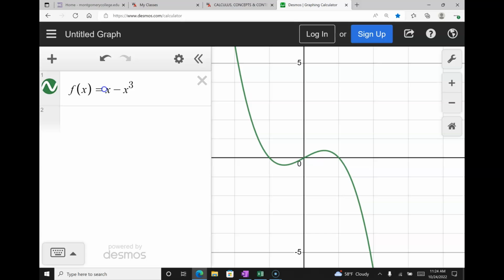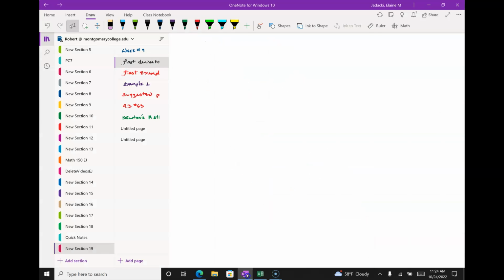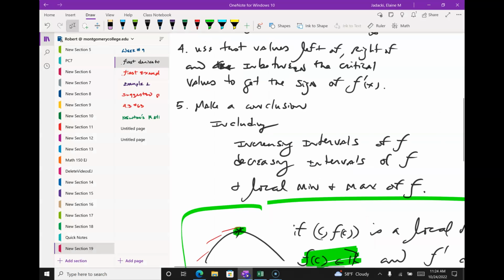Yeah, you can see the domain is everything. Which one? Which step? Conclude about where f is increasing, where f is decreasing, where are the local mins and maxes, based on this first derivative.